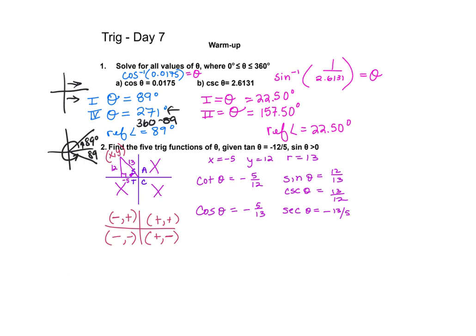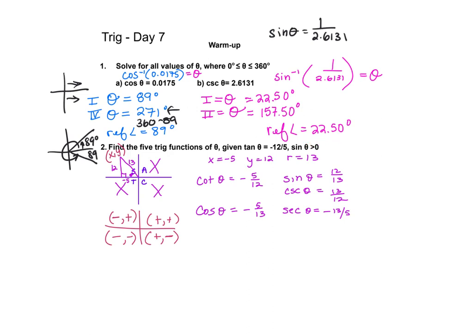Cosecant, same process, but you have to be careful. Switch cosecant to be sine. I know that the reciprocal of cosecant is sine. So sine of theta would be 1 over 2.6131. And then I can use inverse sine to find the reference angle here. So my reference angle is 22.5.